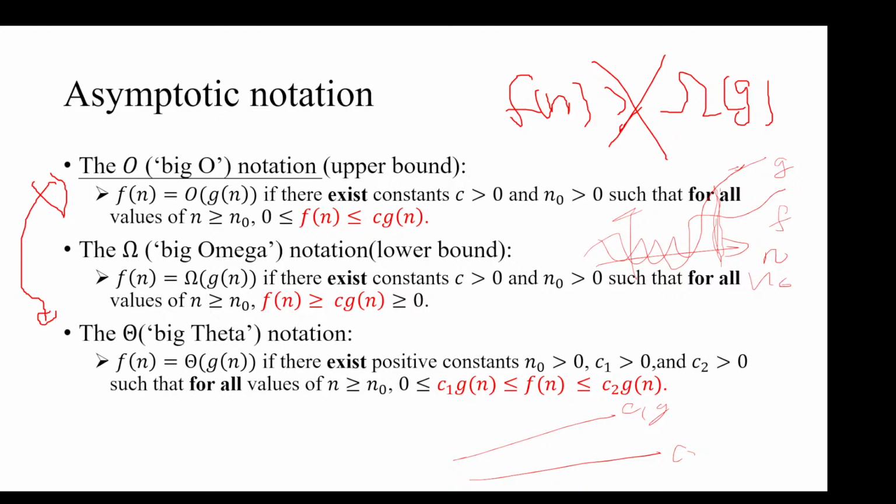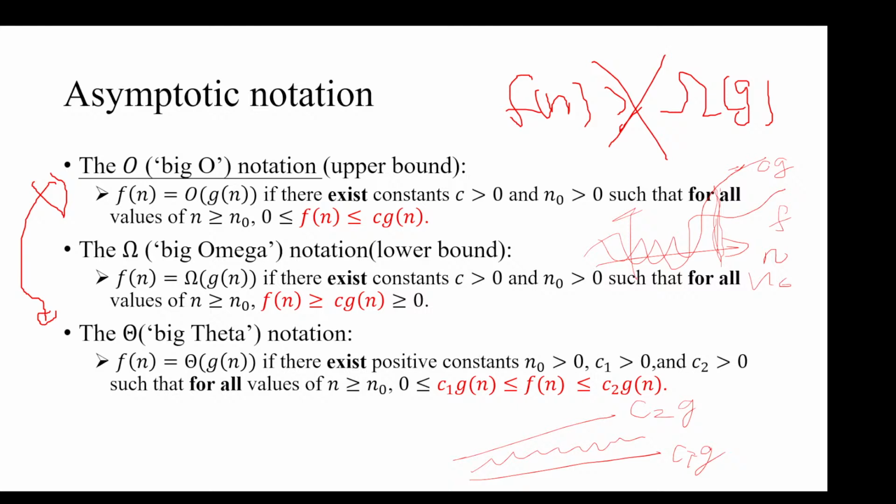Sorry, C1 is smaller, so some C1 g here and some C2 g here, and maybe your f is kind of wiggling in between, but it's always in between C1 g and C2 g. Okay, yeah, and here I should say C times g.